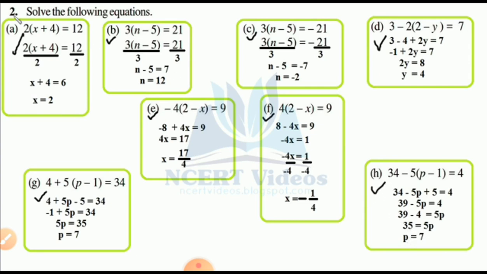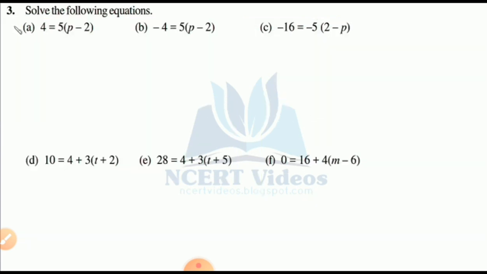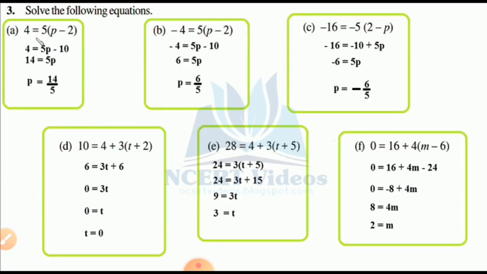Correct. Why? P is equal to 7. Question number 3. Solve the following equations. A to F. 4 is equal to 5P minus 2. Students, here they make you a confusion. Variables are given on the right side. Both the sides you can use it, left side or right side.